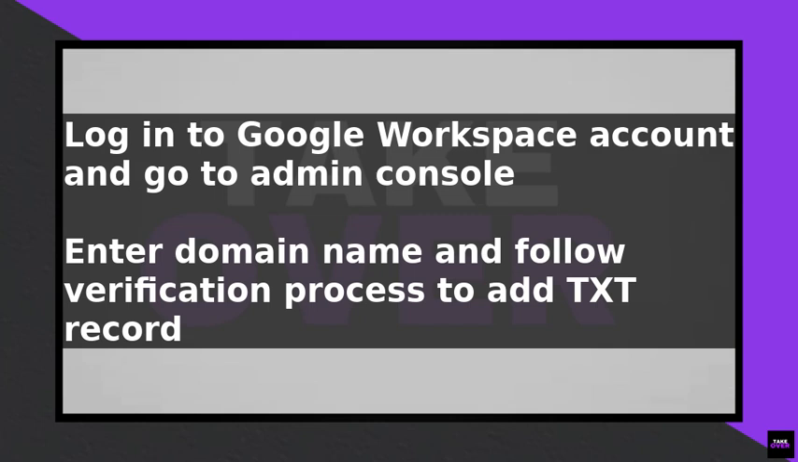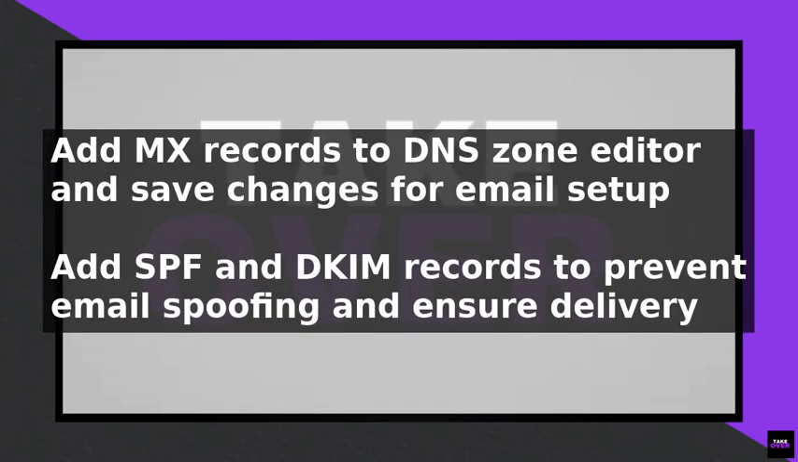Once your domain is verified, you can set up your email services. To do this, you need to add MX records to your DNS Zone Editor in Hostinger. Google Workspace will provide you with the necessary MX records. Add the MX records to your DNS Zone Editor and save the changes.